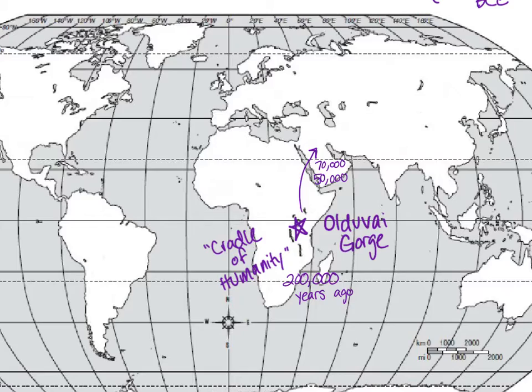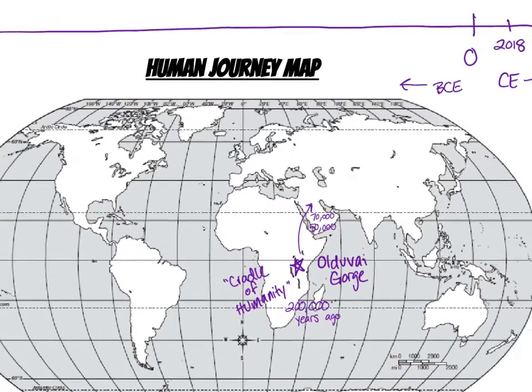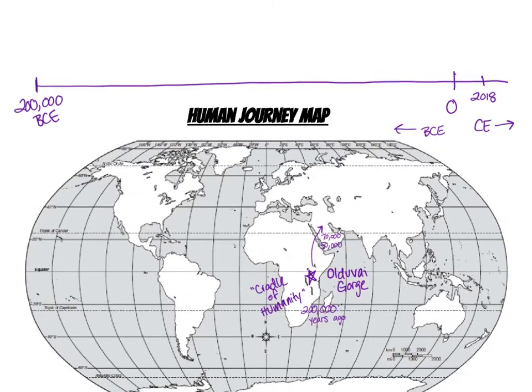Okay, up on our timeline, let's map it on our timeline. About right there is going to be 70,000 years ago. And this is going to be about 50,000 years ago.